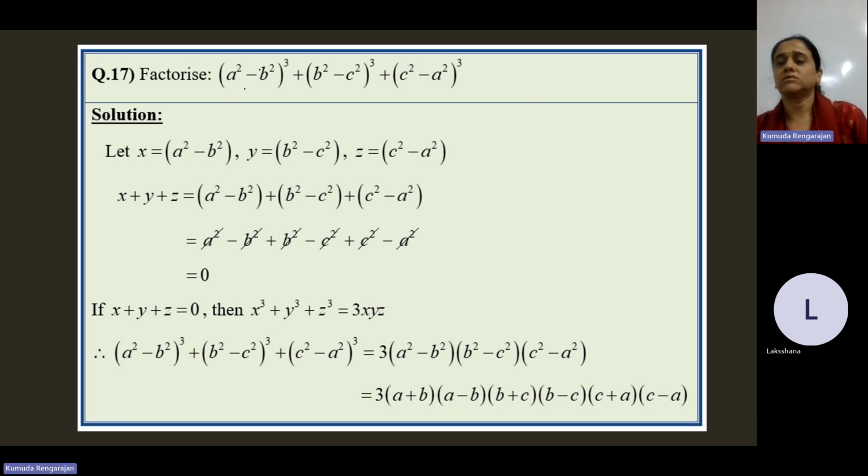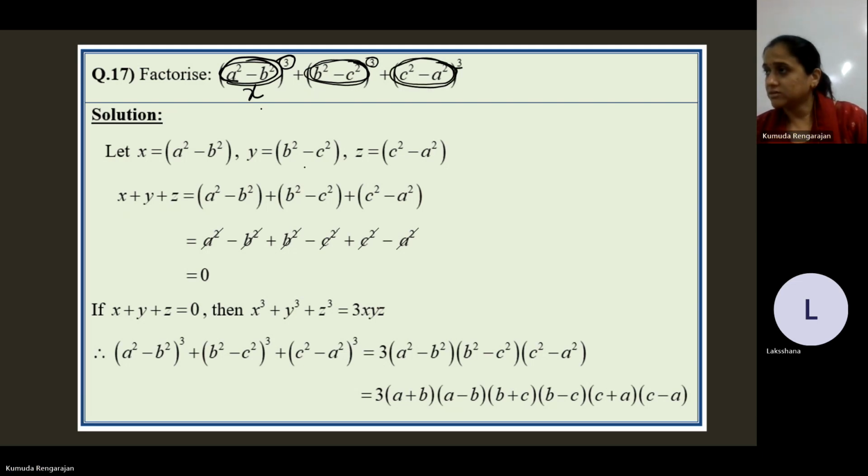In x plus y plus z, you're asking why there is no power 3, is it? I didn't say that, no? How do you look at this one? This is x cubed, so this is your x. This is y cubed, so this is y. This is z cubed, so what is z? This is z. The question is of the form x cubed plus y cubed plus z cubed, but we have to write x, y, z, so without the cube you should write.